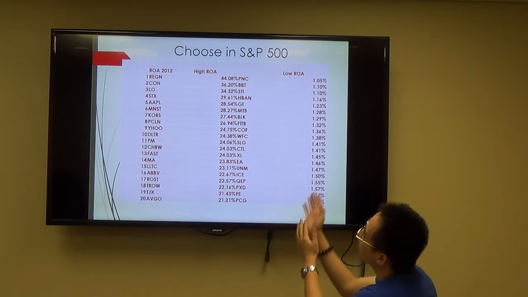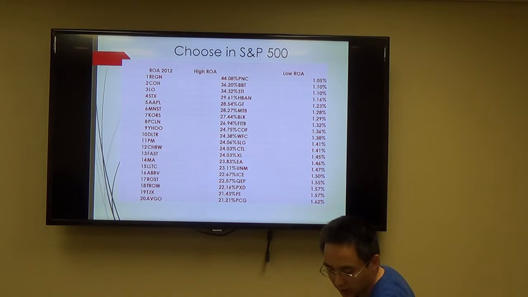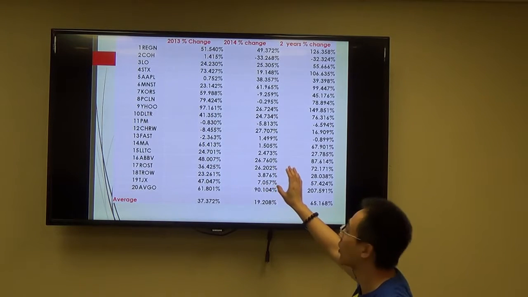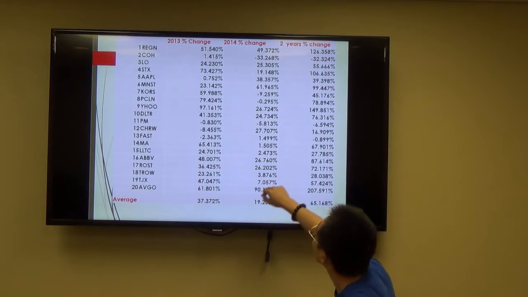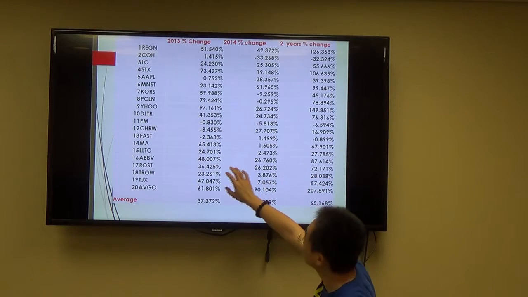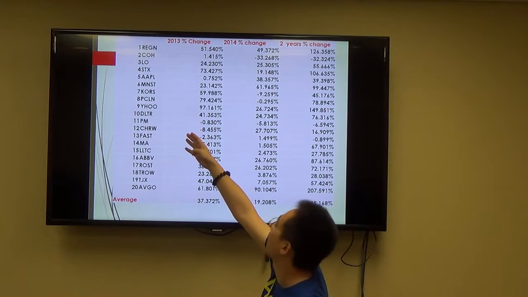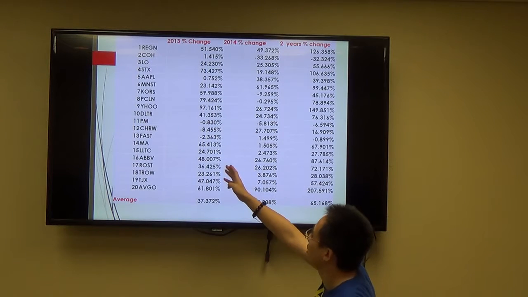To test the performance of these different 20 companies, I pulled the data about the percent change in stock price in 2013 and 2014. That is the performance for the higher ROE 20 companies: the yearly stock price change.